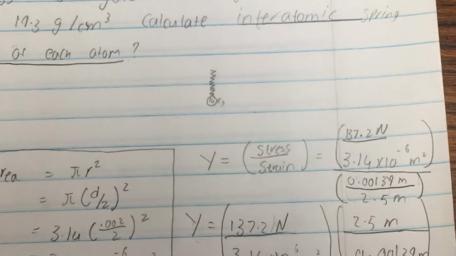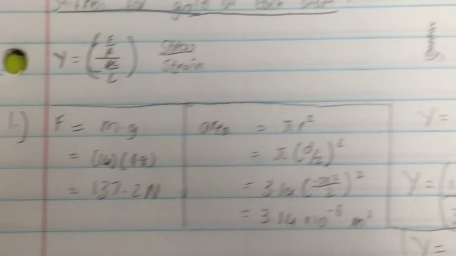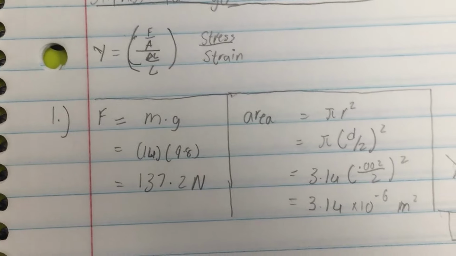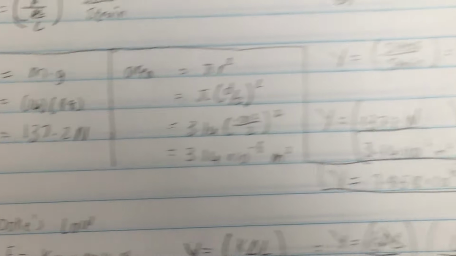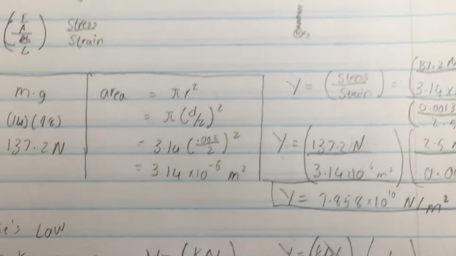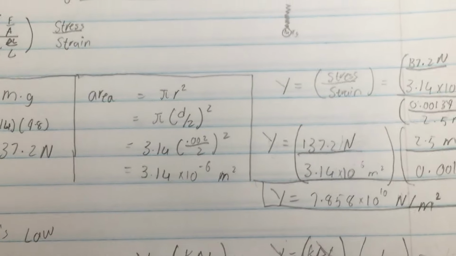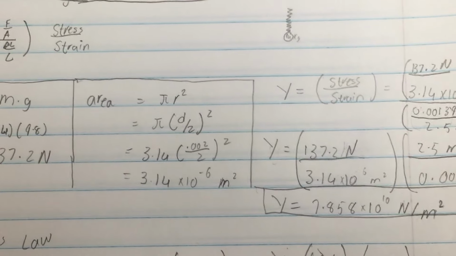So, the force on the actual system, the object, since the mass is suspended from a spring, we assume that gravity is pulling down on it. So the force on it is just m times g, which is 14 times 9.8. The area is pi r squared. We were given the diameter on the original, so the radius is the diameter cut in half.